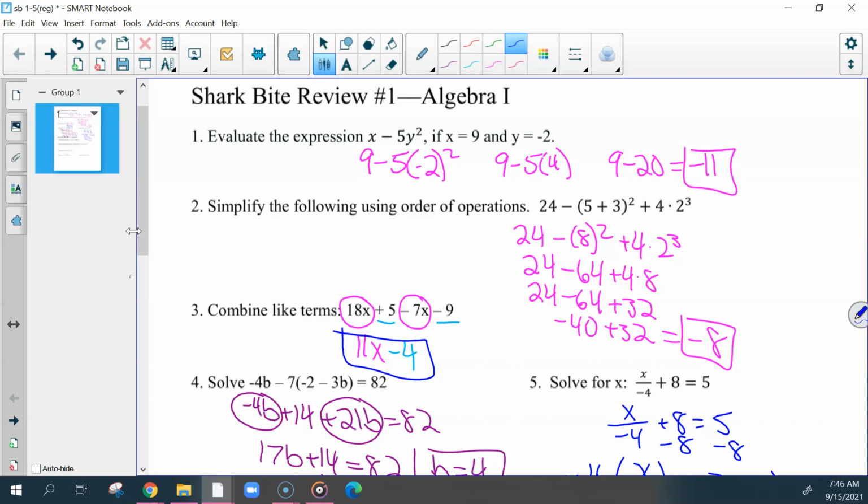First one, you should have put -2 in for y, 9 in for x. You square the -2, you get +4. Multiply those together, you get -20. Subtract those, you get -11. Anyone get anything different?